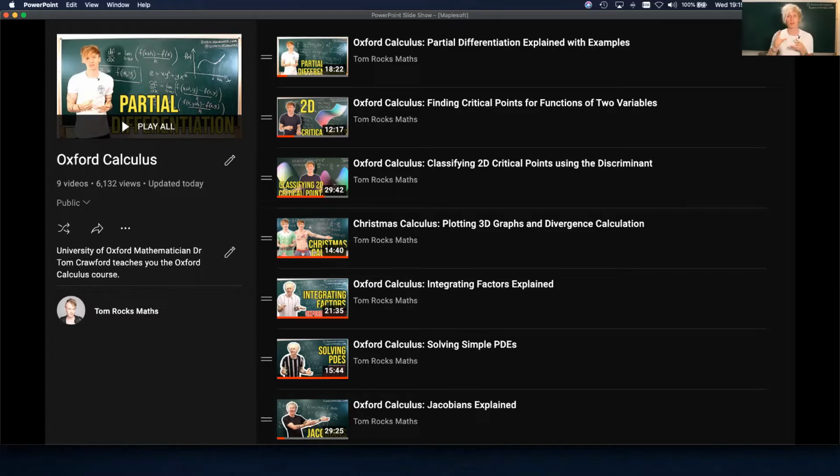So I would have guessed that those 2, maybe integrating factors though as well, because integrating factors are introduced a little bit, at least in the UK, at the end of high school maths. But they've been the 2 that have been the most popular, partial differentiation and Jacobians.